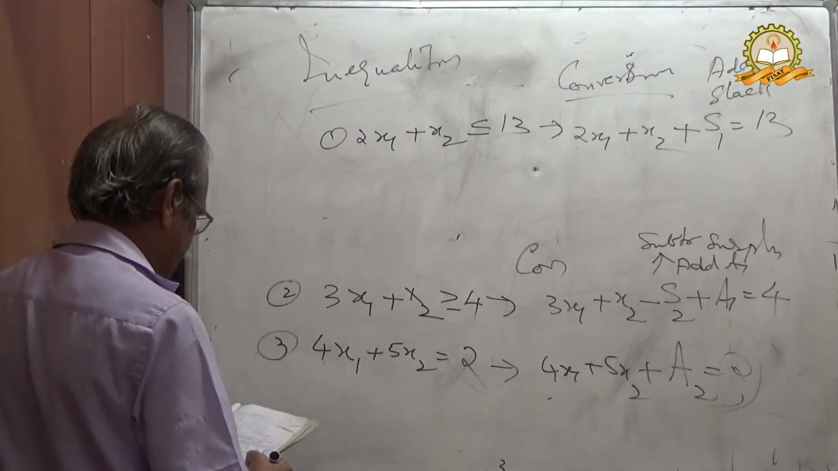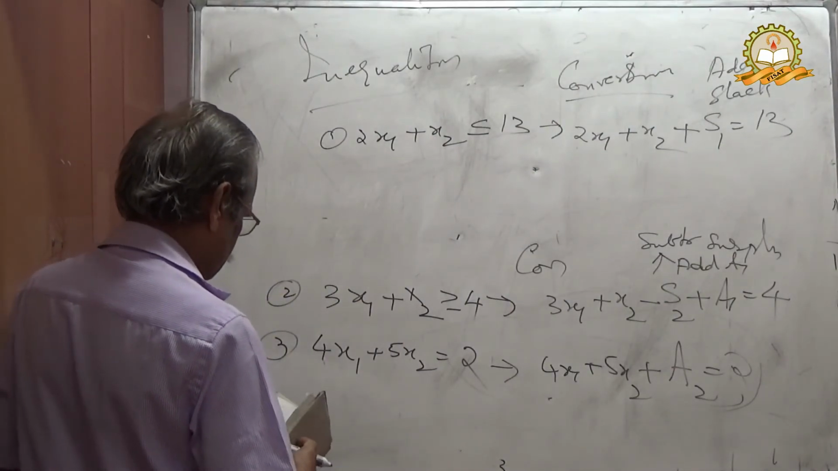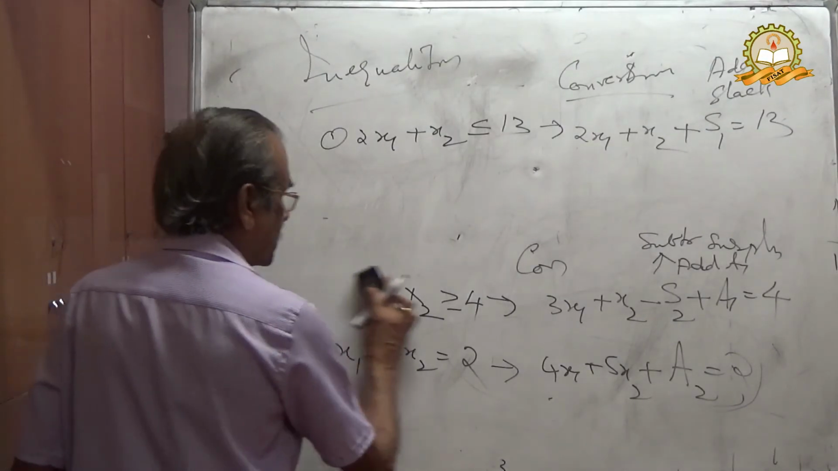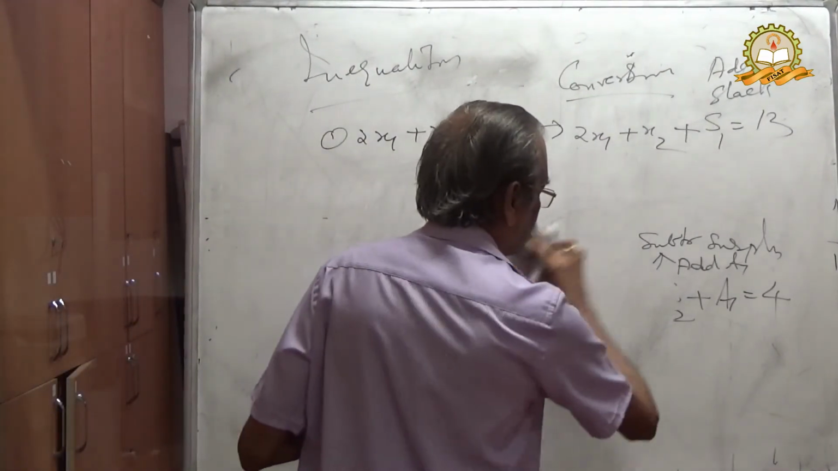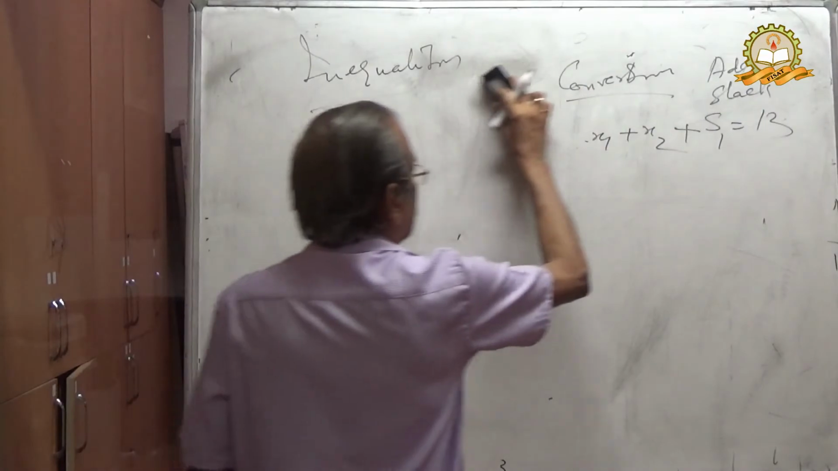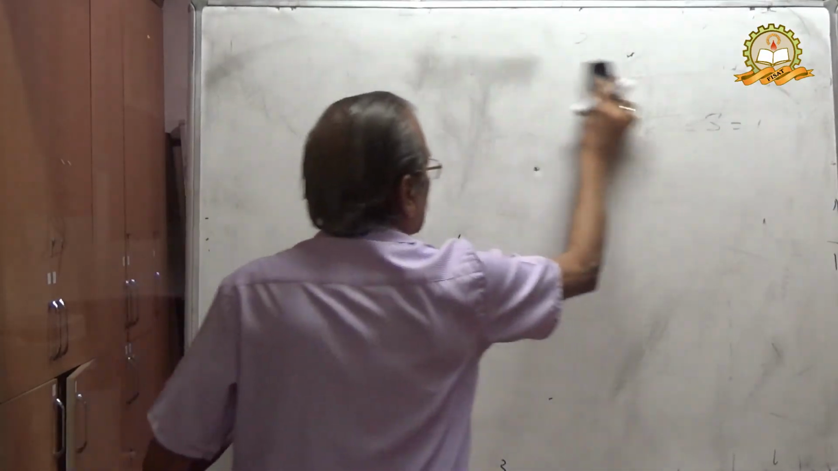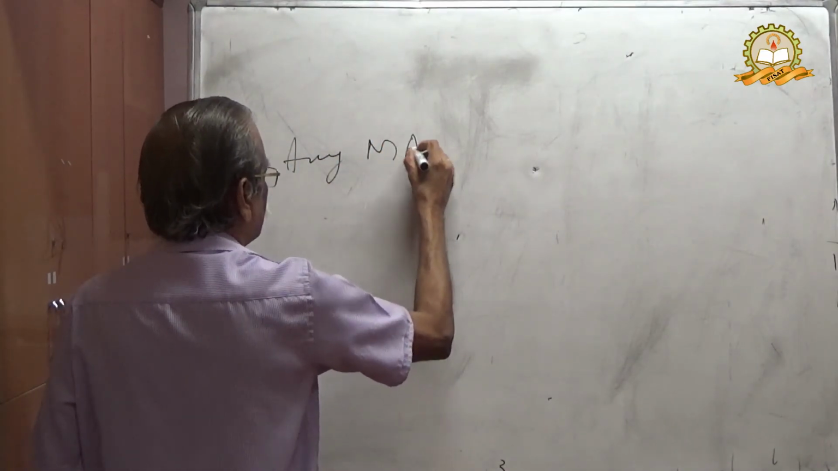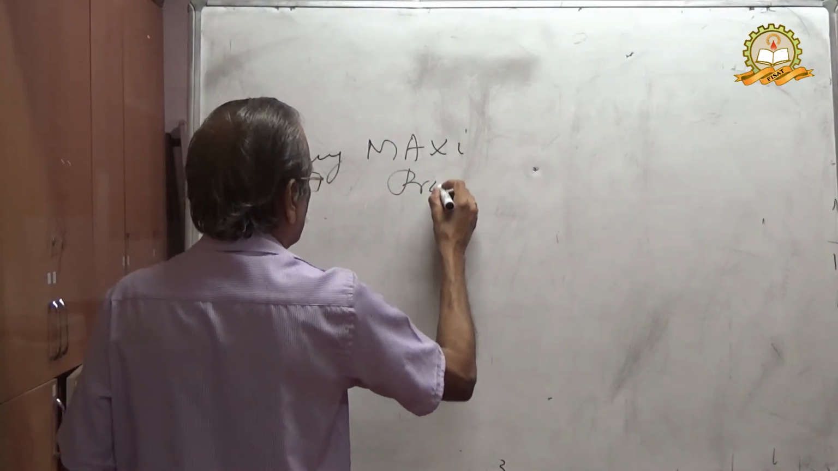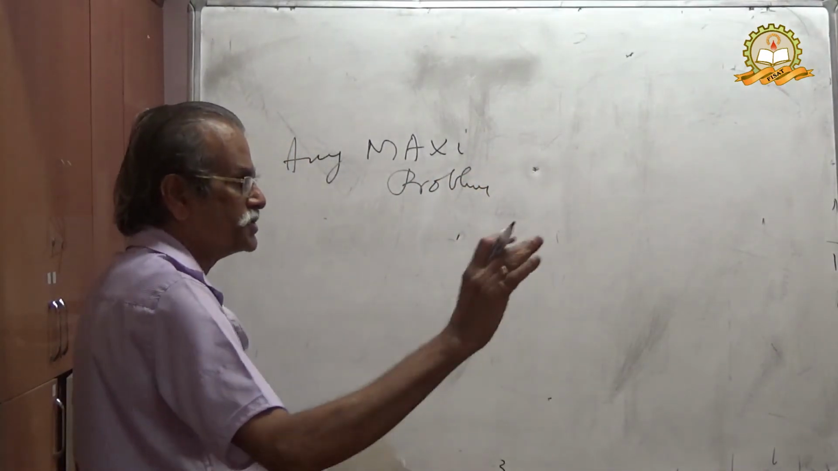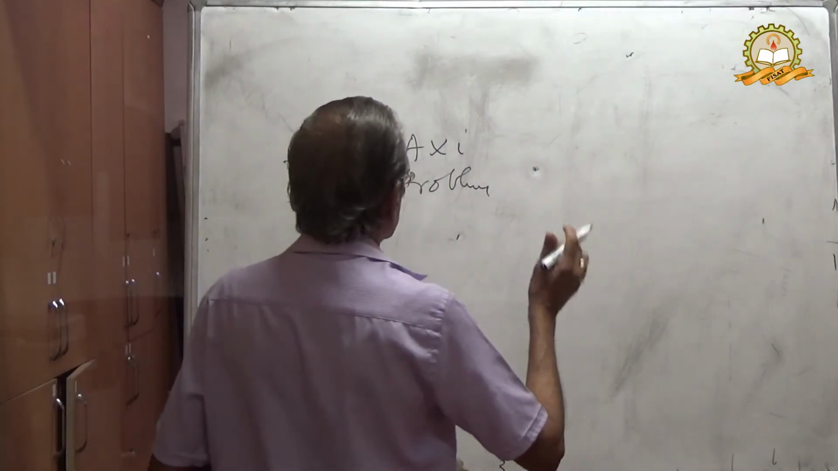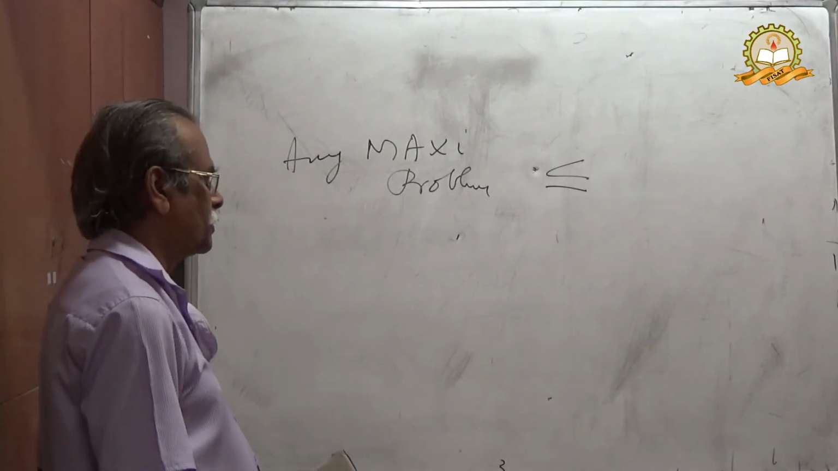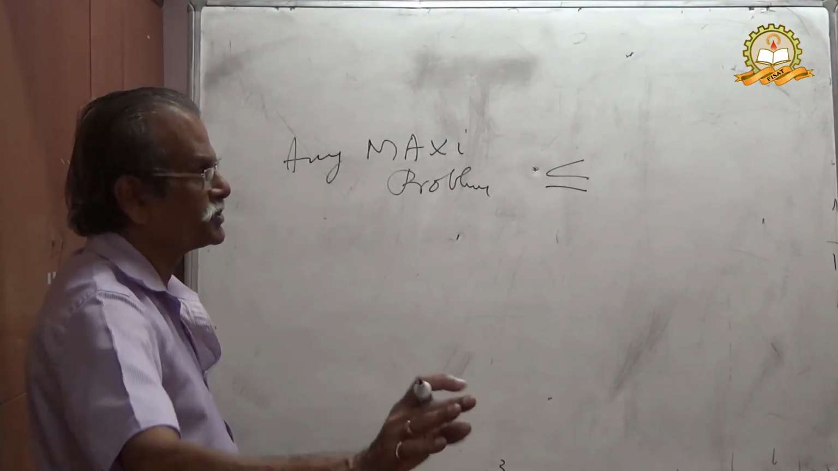Then further, in all the problems done earlier, for any maximization problem, the inequalities given were less than or equal to.